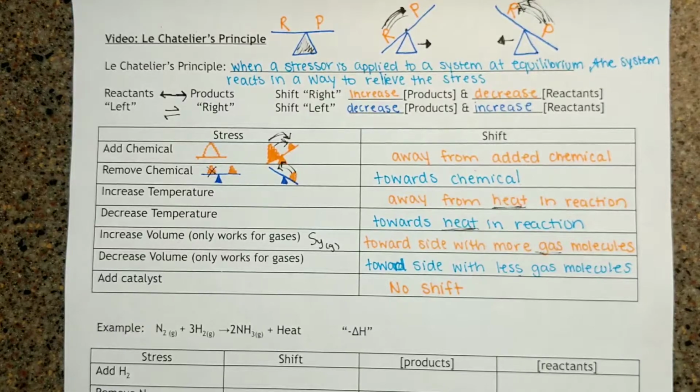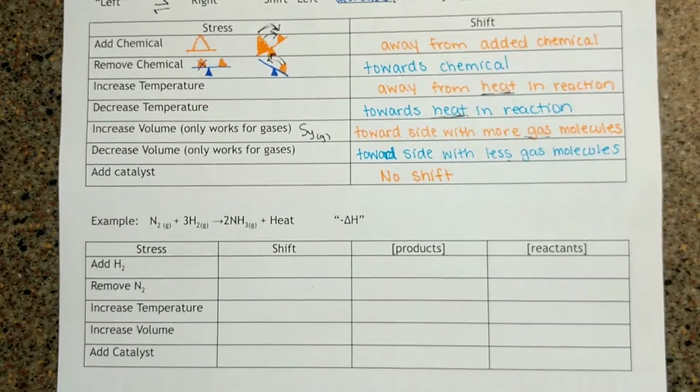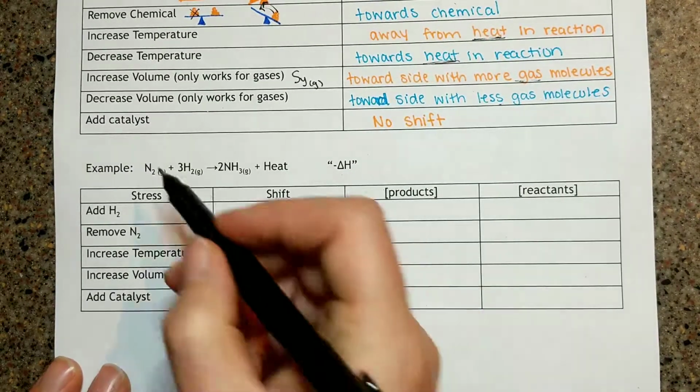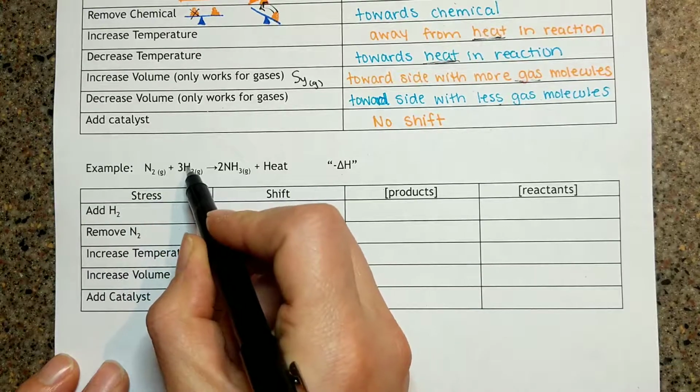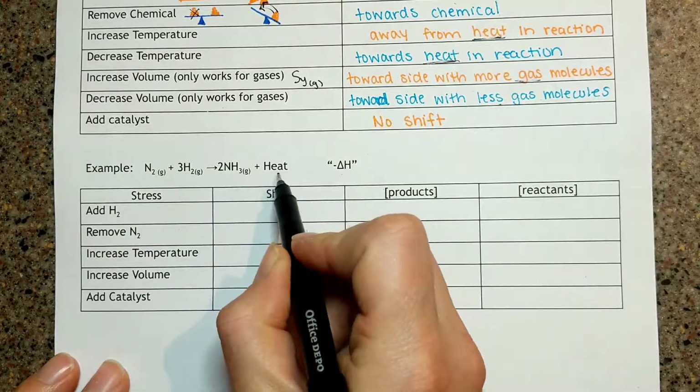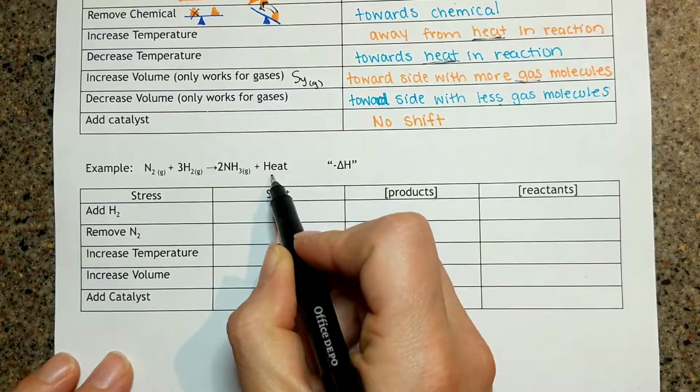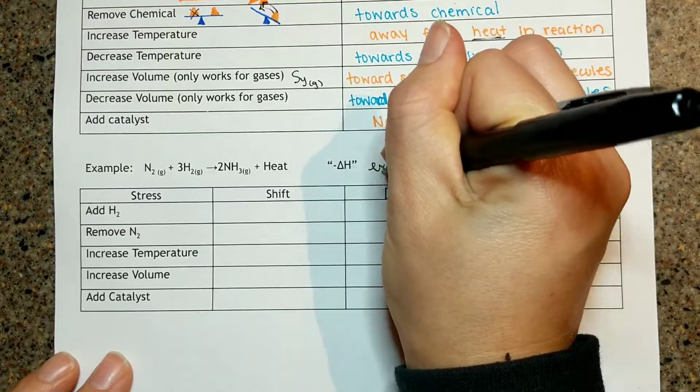So let's go through an example here. Here I have nitrogen plus hydrogen makes ammonia and heat. So it gives off heat, so we say this is an exothermic reaction.